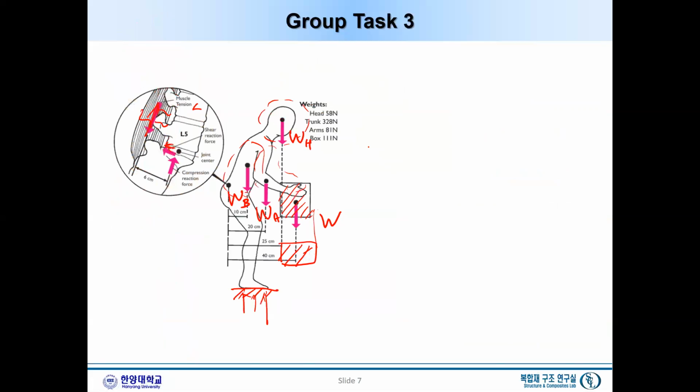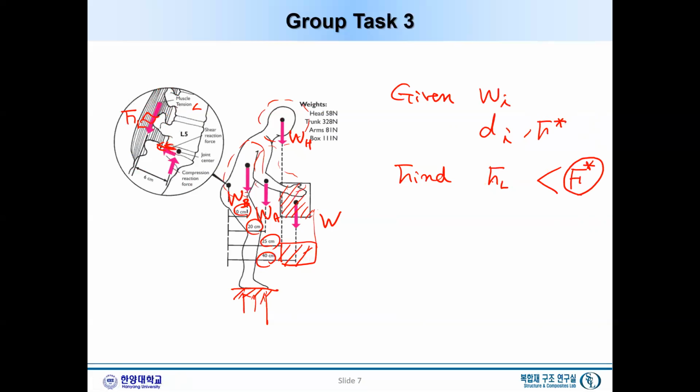Now this is the task given, with all the W. You can define all the W and all the distances, meaning the dimensions and whatever you need. Then find how much force you would have. F ligament is very important, and it should be less than F star. If it exceeds a certain level, the ligament will break, and there will be herniation and all kinds of pains. F star is also given, and you need to find FL in terms of all these.